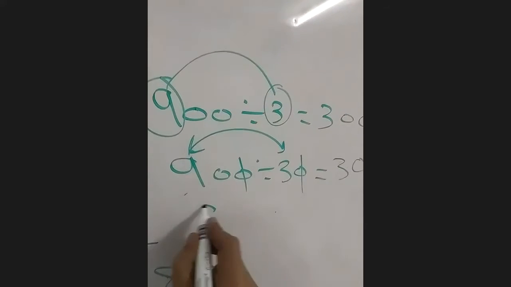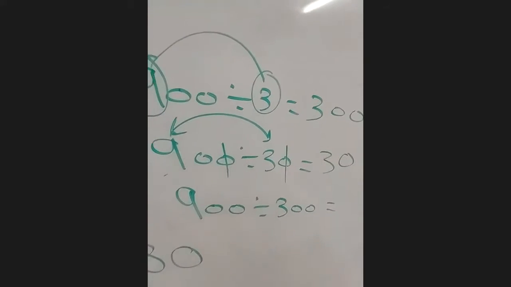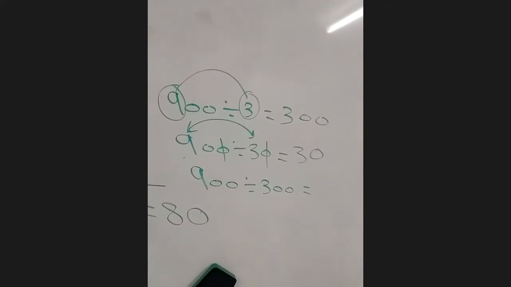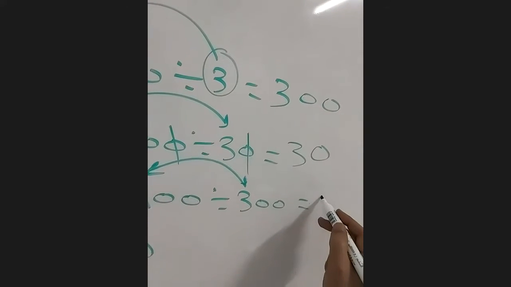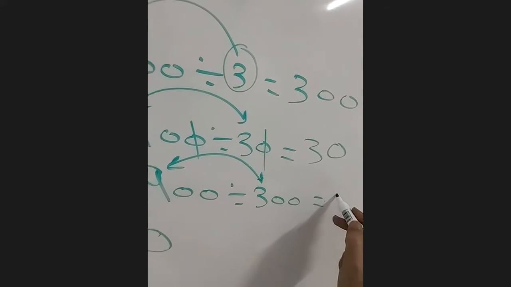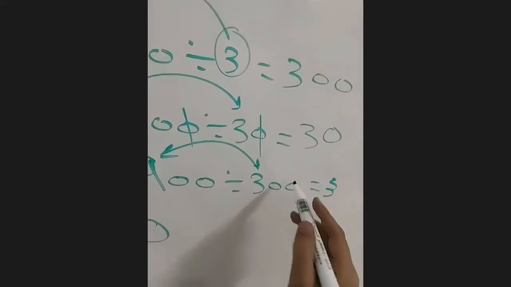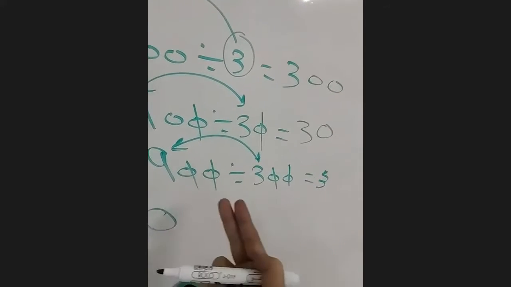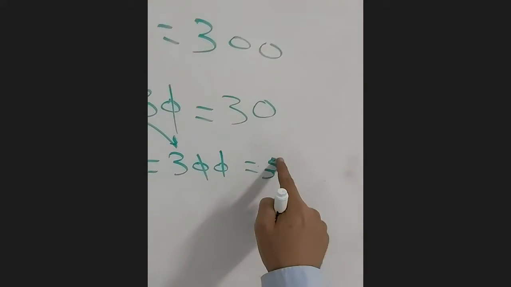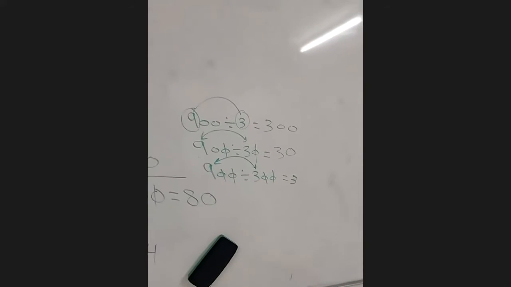Look here. 900 divided by 300. 9 divided by 3, how much? 3, right? Now we have 2 zeros with 2 zeros. There are no zeros left, so we don't put anything. The answer is only 3. Got it? Good boy.